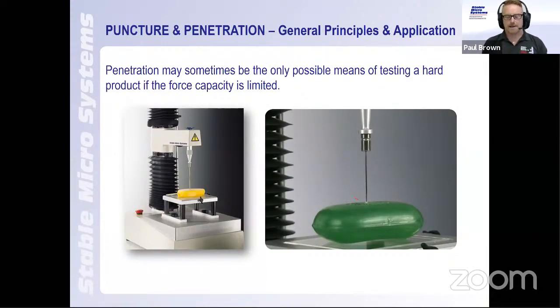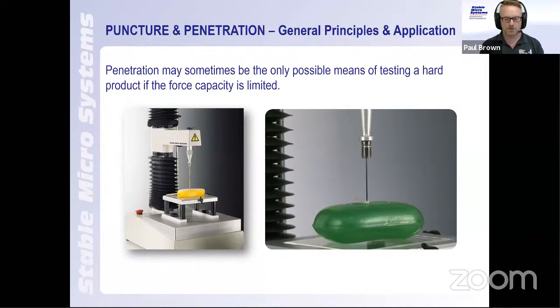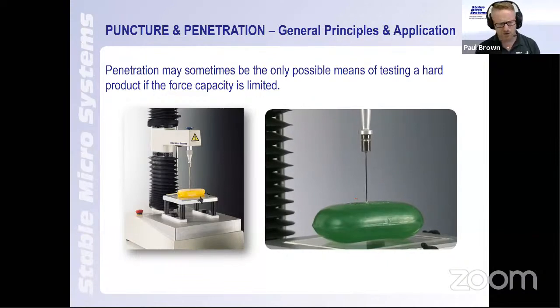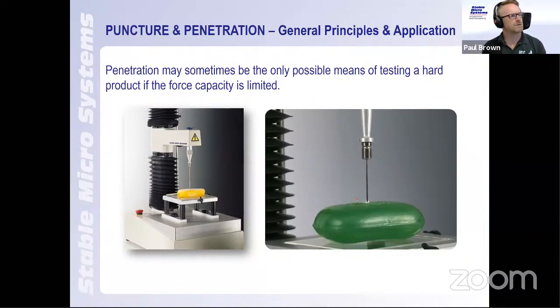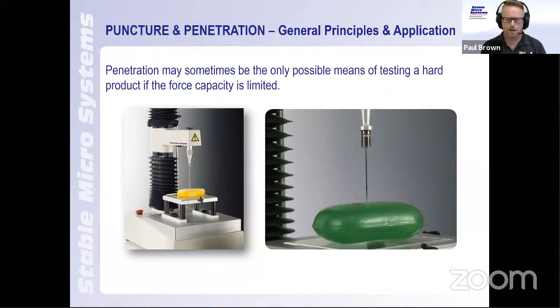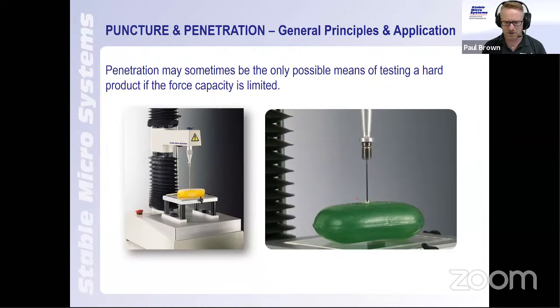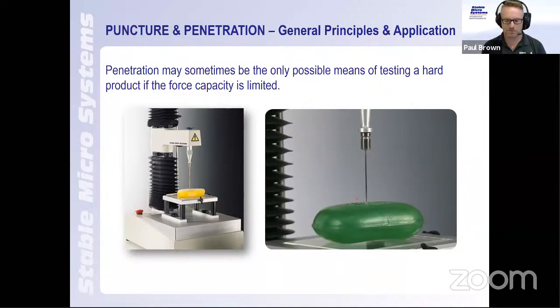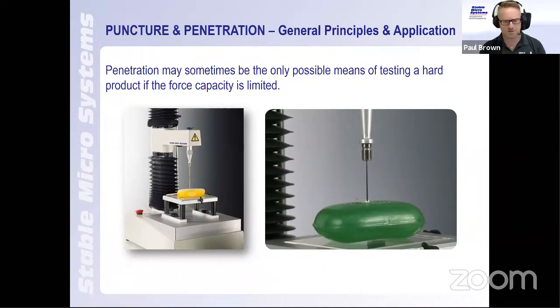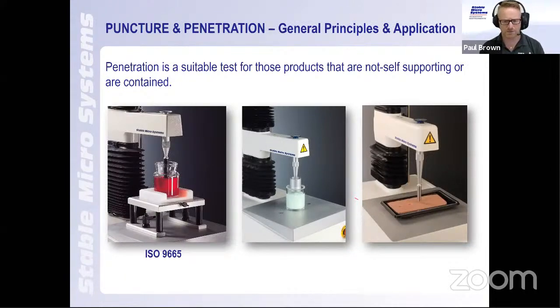And where products are very hard, often penetration is the only type of test that's possible. An example here is a bar of soap. I'm trying to think of an example on food-based products, maybe a hard candy. You wouldn't be able to make a compression of this type of product because the force required to compress would be enormous. So a penetration, for example, here using a needle probe, is potentially the only test available when testing very hard products. But you're getting an idea that there are lots of different probes, lots of different fixtures available.